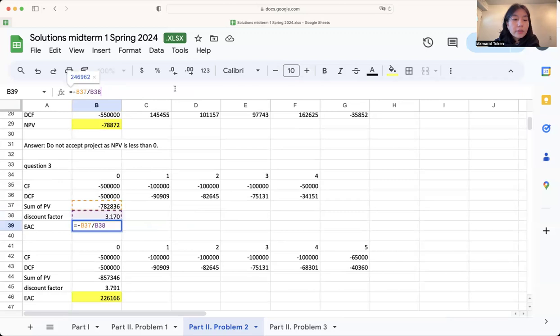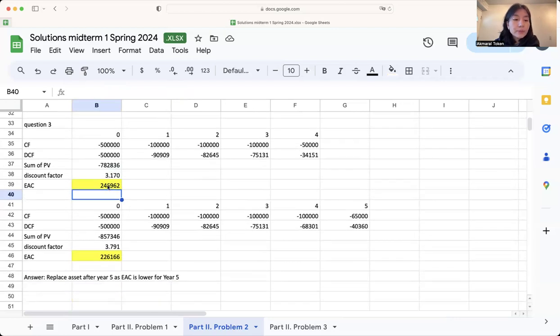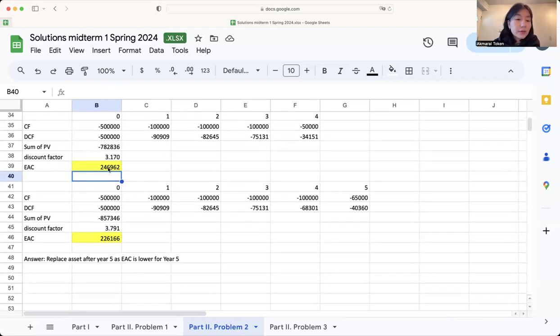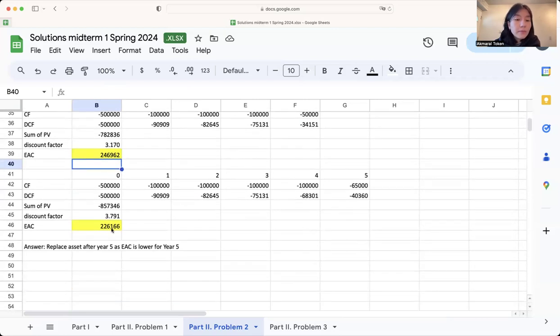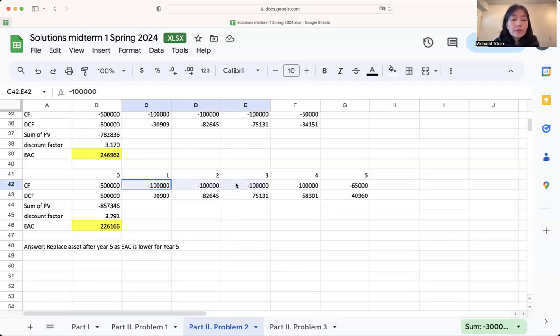So equivalent annual cost is the sum of relevant costs divided by the discount factor. In this case, equivalent annual cost is equal to $246,47. And the same for the second option. A fixed cost of $100,000 is given for 5 years. And for the last year, we have a disposal value of $50,000 of initial investments multiplied by 7%.